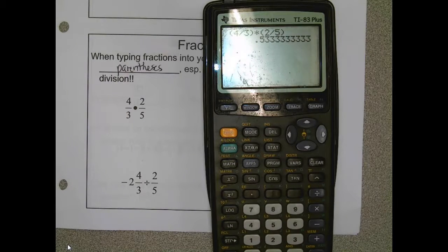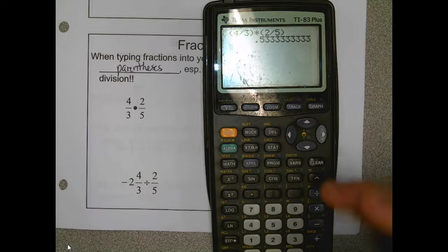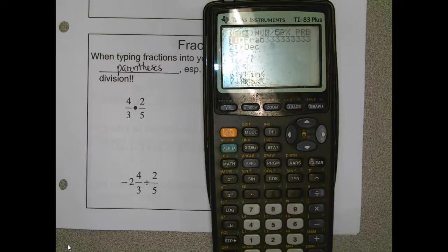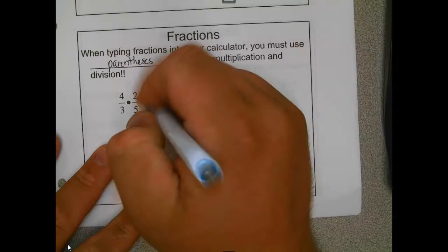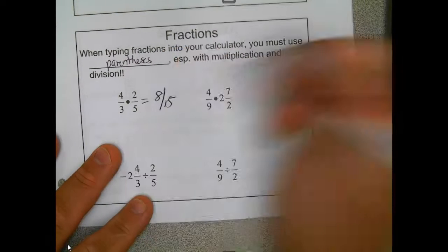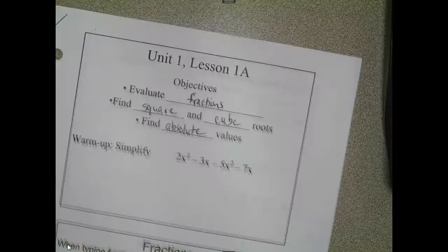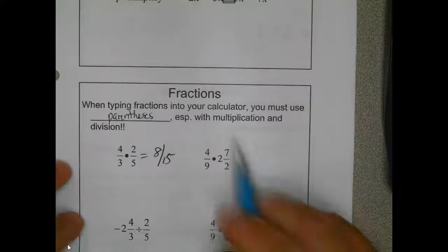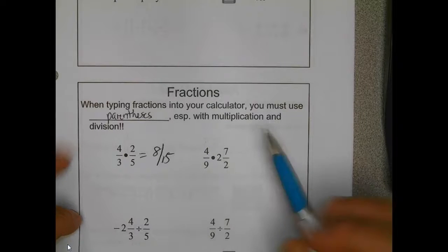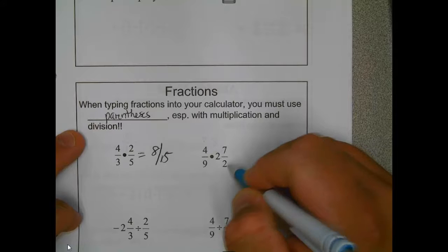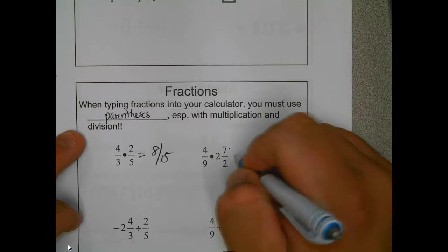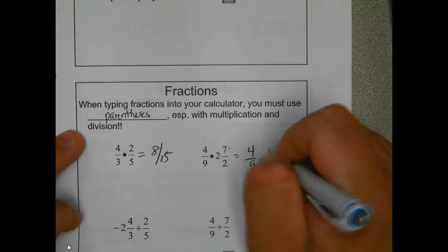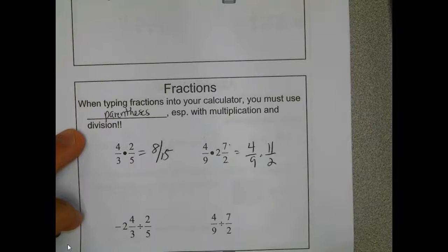And so when I hit 4/3 times 2/5, you can see that I get a decimal, 0.53 repeated on a 3. Your calculator will do fractions. You can just hit math, enter, and then hit enter, and you get your answer of 8/15. Okay. Now, we'll talk about how to change this from a mixed to an improper. Actually, I'll go ahead and show you that now. 2 times 2 is 4, plus 7 is 11. So this problem is 4/9 times 11 halves. Just make sure you know how to switch those around.